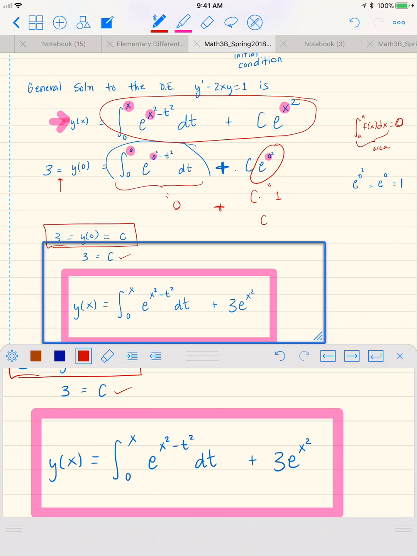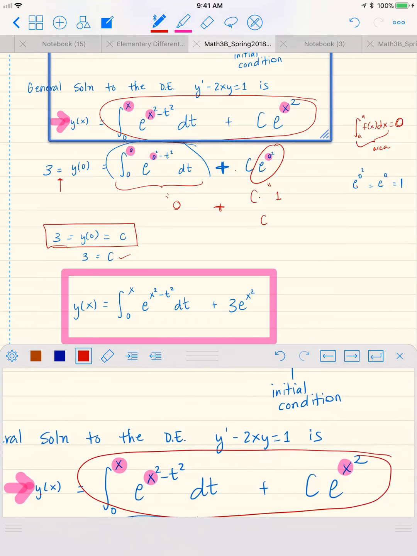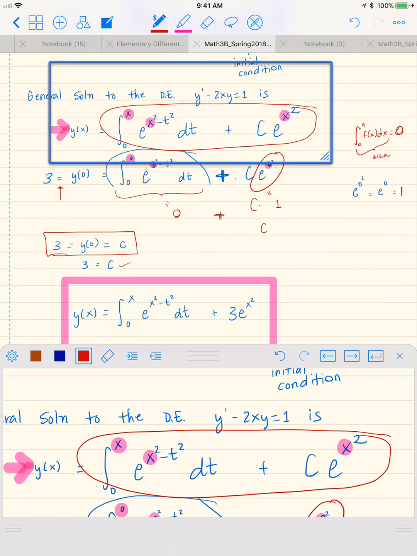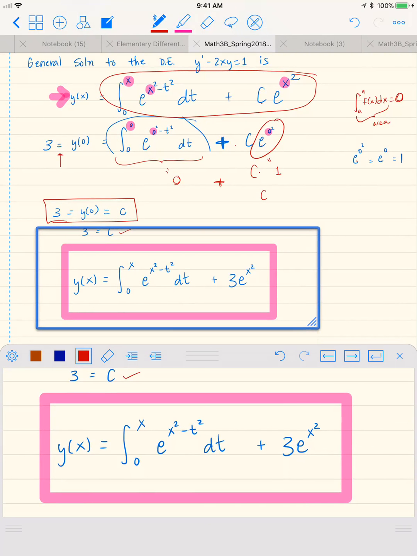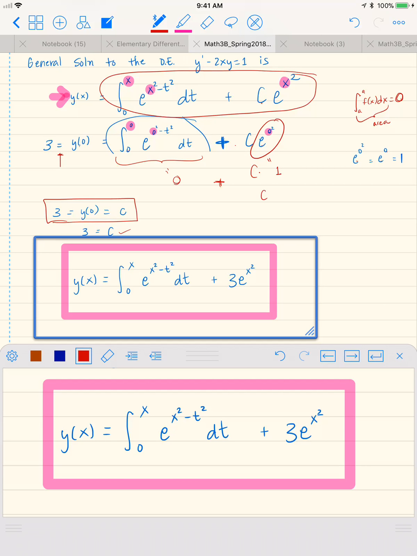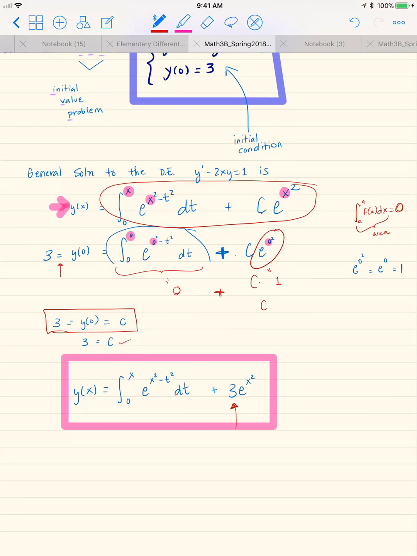So we plug c equals 3 into our general solution. Instead of c, we'll have 3. And this is how we get the solution to that initial value problem. So that used to be c, but now it is 3. Okie dokie. There we go. Thank you.